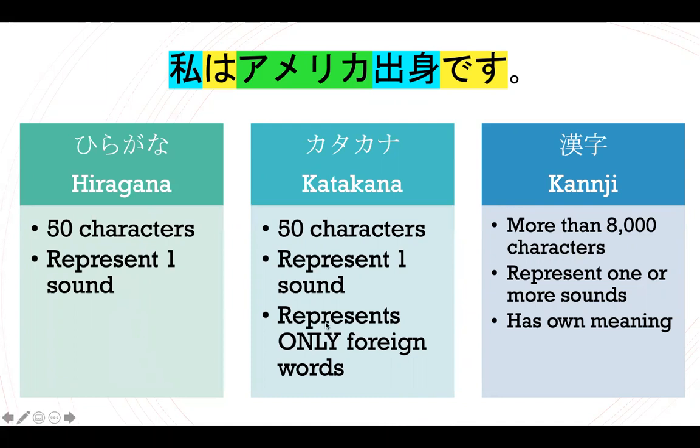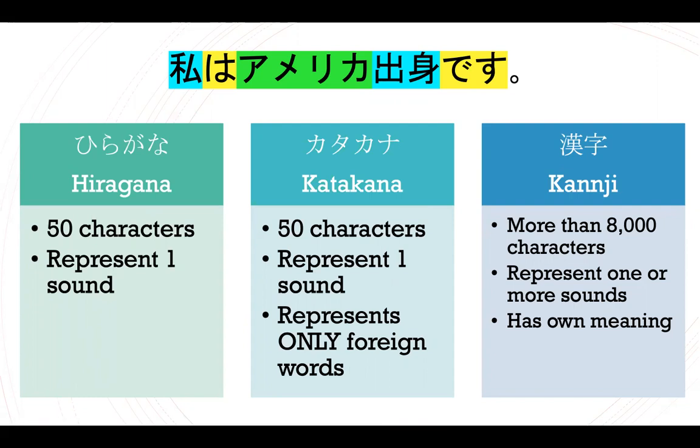Both hiragana and katakana have 50 characters and each represents one sound. So those are pretty much similar. It's the same relationship as the alphabet, capital A and small a, capital B and small b. So each hiragana corresponds to a katakana. But the big difference is that katakana is used to represent only foreign words, like words coming from another language.